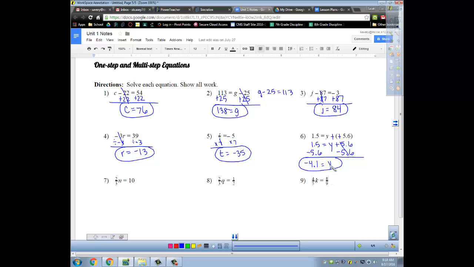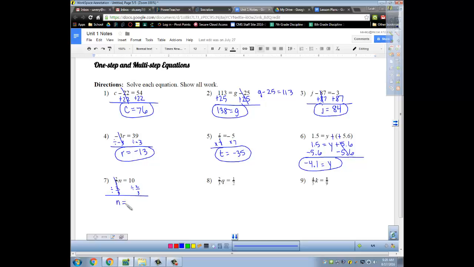Numbers 7 through 9 trick a lot of people because they see a fraction and they freak out, but it's really not that bad. This says 2/3 times n, so the opposite of multiplying by 2/3 would be dividing by 2/3. So I'm going to divide both sides by 2/3.